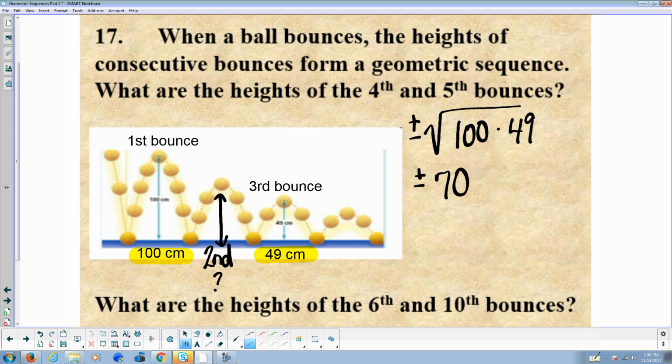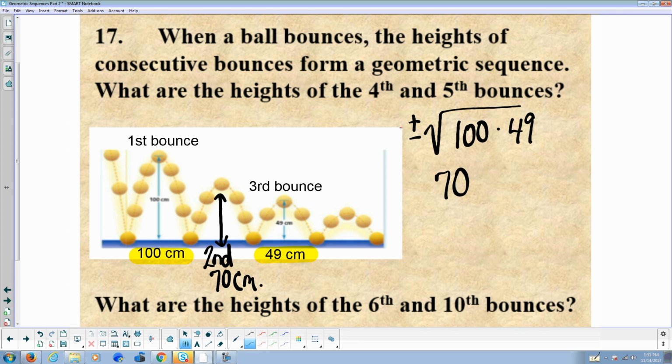However, when we're talking about how high a ball bounces, I do not believe that it is possible for a ball to bounce a height of negative 70 centimeters. So we're going to discard the negative portion here, and we're going to say that the second term, A2, is a height of 70 centimeters.